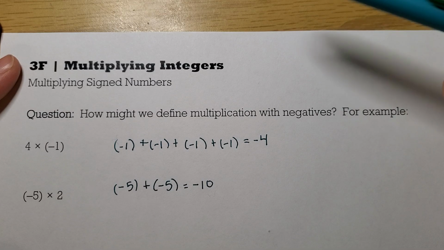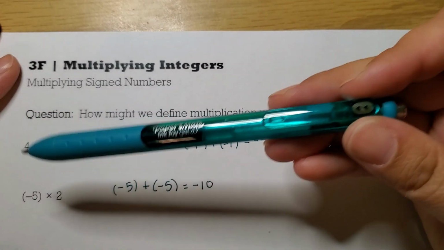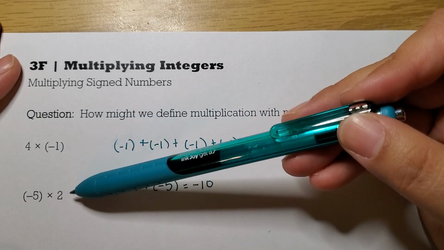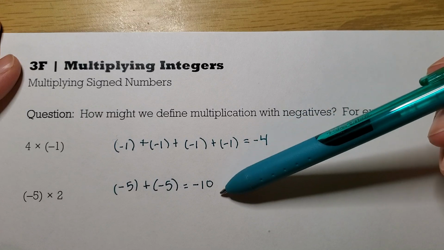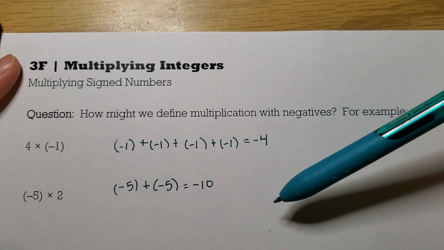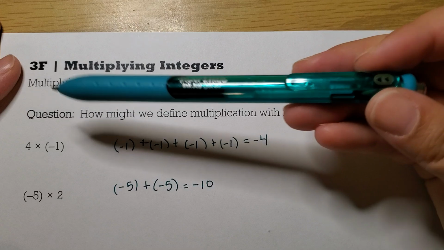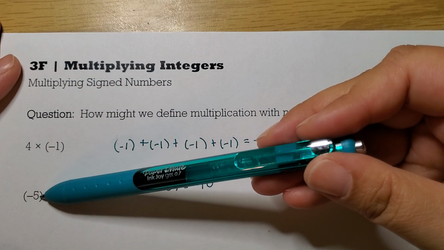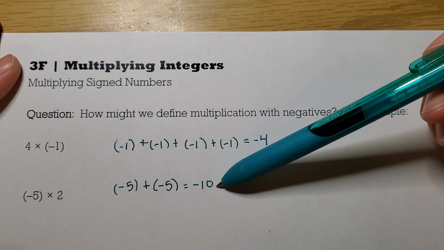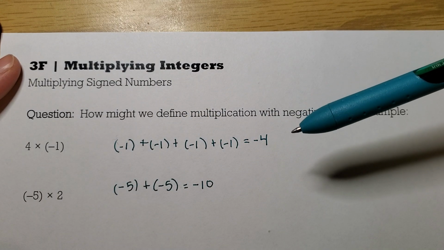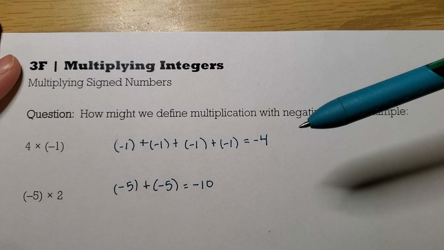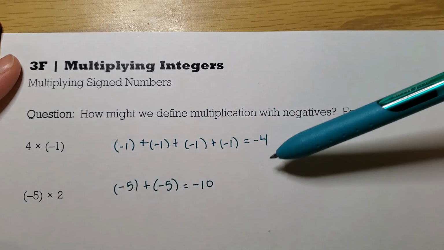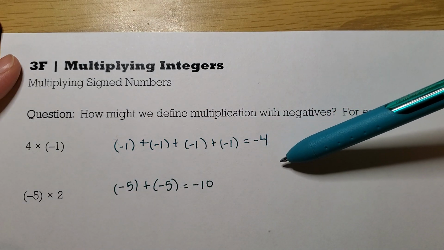So it looks like if I have a negative number times a positive number, it doesn't matter which one comes first. I end up with a negative number. It also doesn't matter which one is bigger. Here the positive number was bigger and we got a negative, and here the negative number is bigger and we got a negative. So if the signs of the two numbers are different, then our answer ends up being negative.